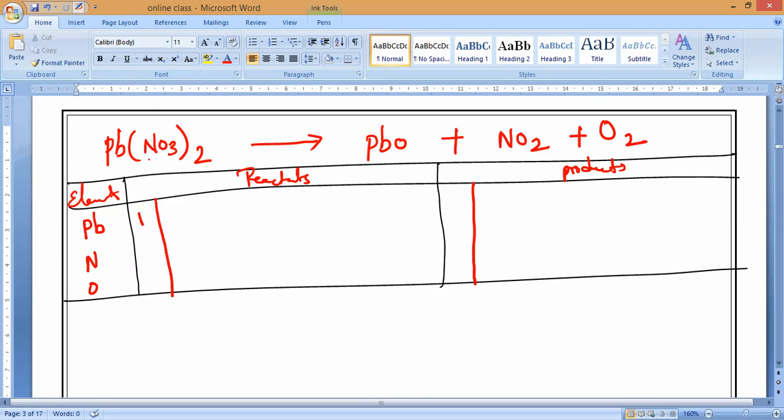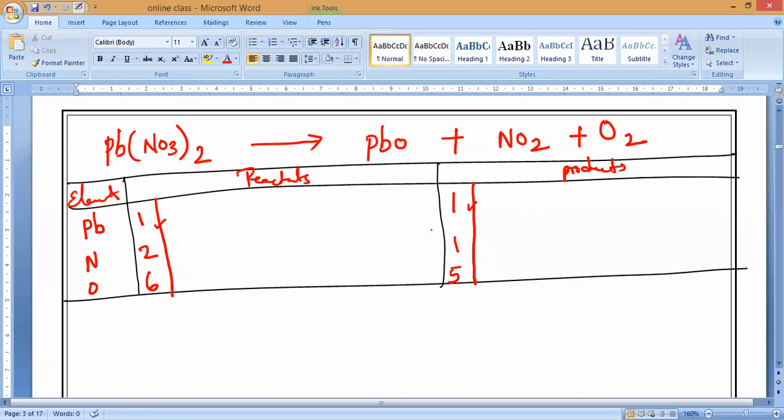Lead is 1, nitrogen 1 into 2, 2. 6. Very good. Product side, lead is 1. Oxygen, how many? Check it. 2, 2 plus 2, 4, 4 plus 1, 5. Okay. Nitrogen, 1. Now you tell me.